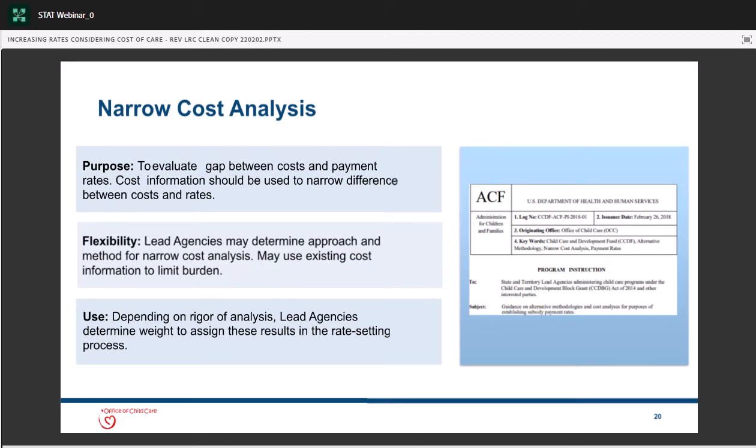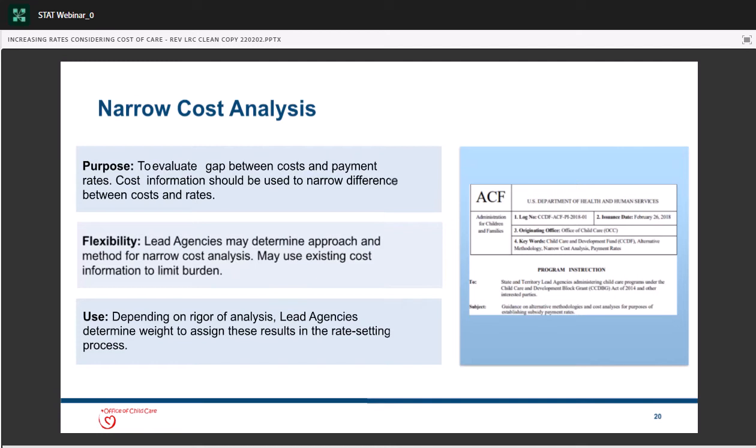You might use the cost information you gathered as part of your ARP stabilization grant process. You might gather statewide data on general salaries, as salaries generally represent about 70% of the cost of care. You might include specific questions on your market rate survey, or you may pull together provider focus groups. It's up to you. While there are no benchmarks per se for a narrow cost analysis, as there are for a market rate survey or alternative methodology, you need to be able to articulate what you've done and how it's informed or helped to justify the rates.